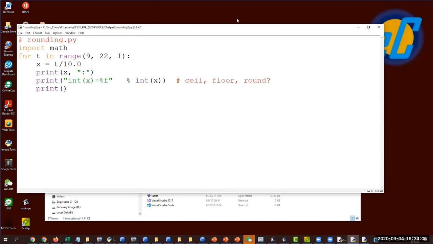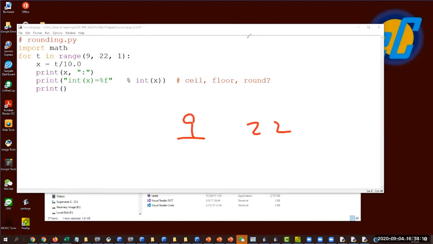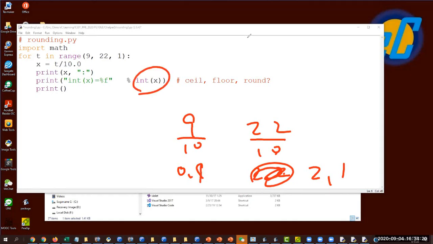My t from 9 to 22, right? Divided by 10, it should be 0.9 up to 2.2, right? But not including 2.2, so it's up to 2.1. So I use int to convert it to integer. Then will this int be ceiling, floor, or rounded? Which one? Ethan, which one?